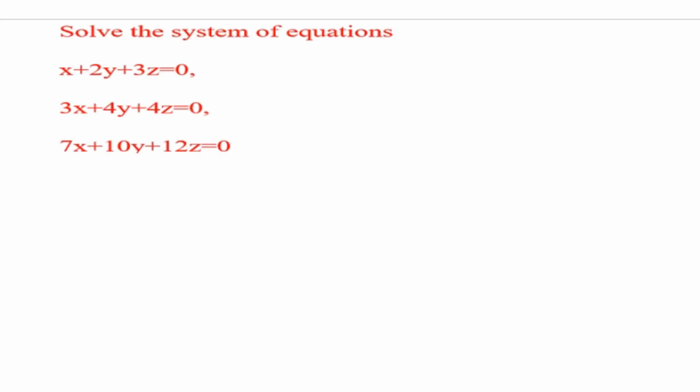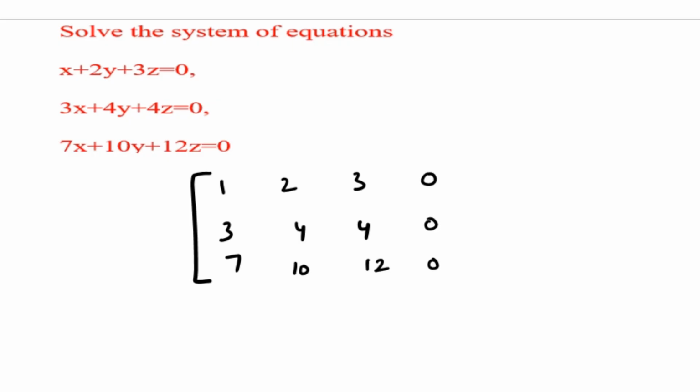Now in this problem, first of all, we need to write an augmented matrix. The augmented matrix is 1, 2, 3, 0; 3, 4, 4, 0; 7, 10, 12, 0. This is matrix A, this one is matrix B, and this is the augmented matrix.